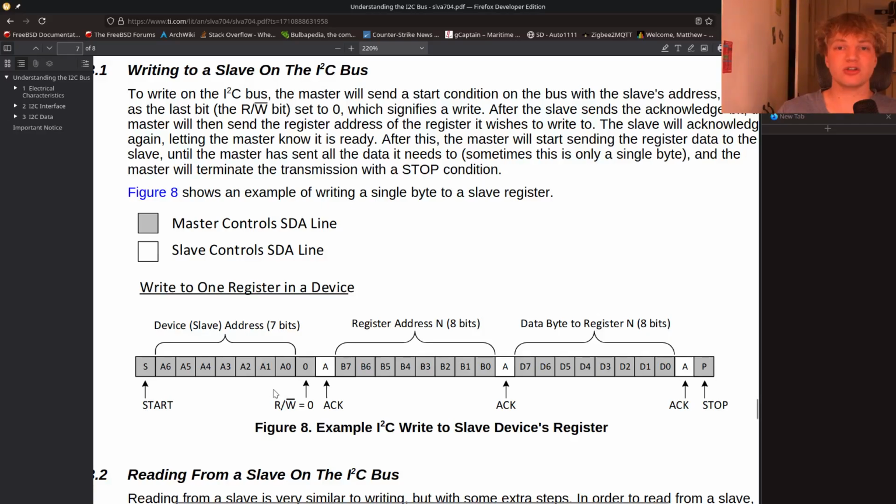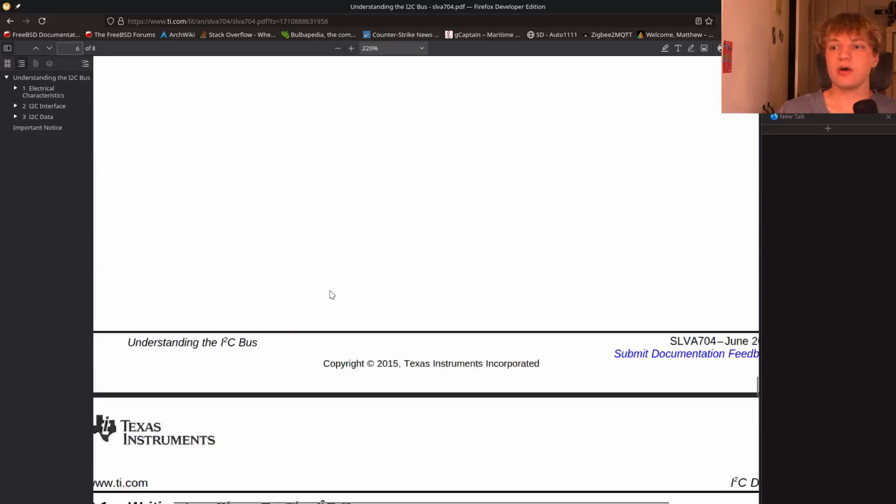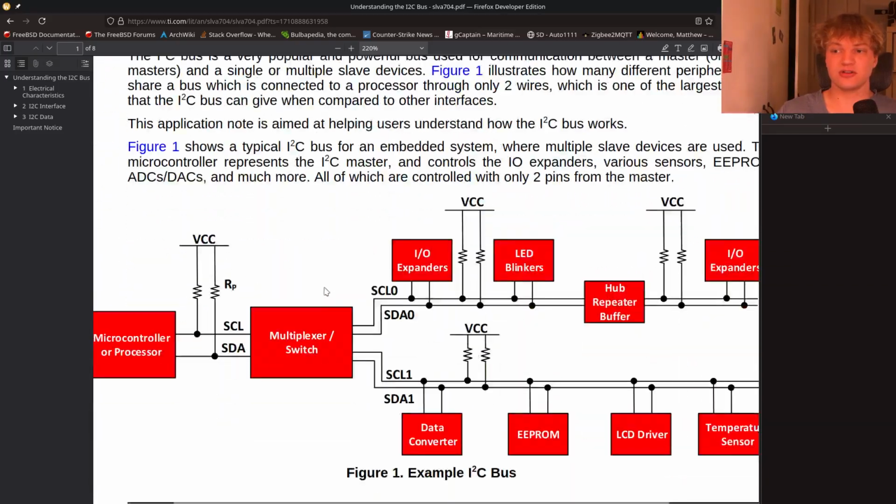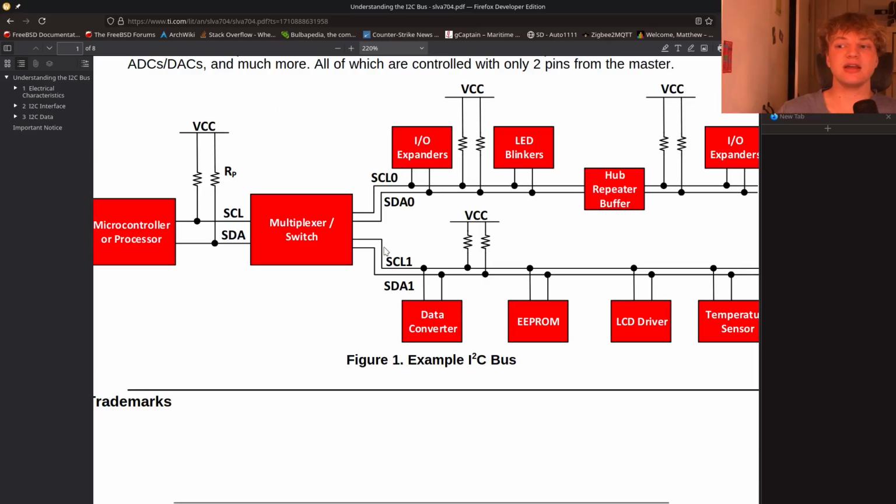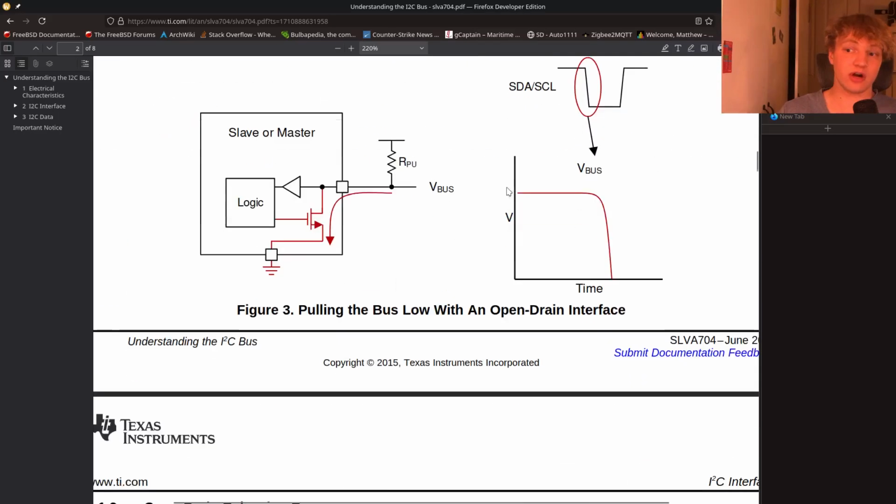So let's consider this write transaction. I'm the master and I want to write to a particular slave. You can see here the gray is where the master is talking and the white is where the slave is talking. To start us off, the master gives the start bit and then 7 bits, the slave address. So if I'm talking to all these guys up here, the first thing that I say is the address of the slave that I want to talk to. If I'm the LED blinkers over here and the master is talking to the LCD driver, I'll see that for this particular transaction, it's not my address, so I'm just going to ignore whatever I get.